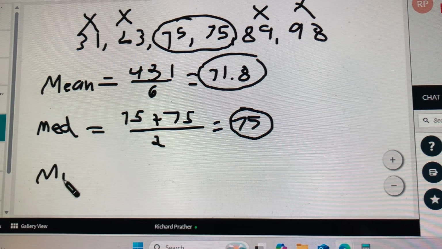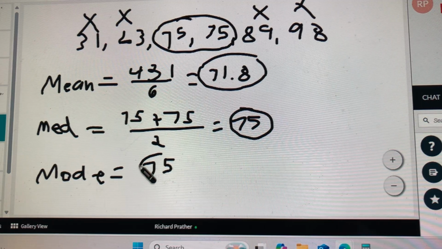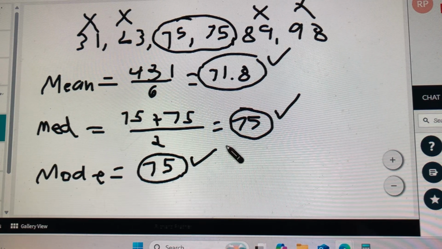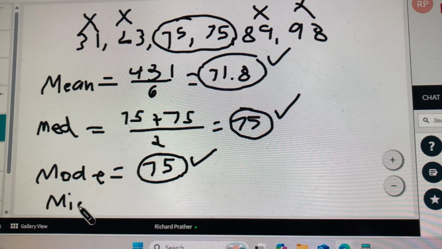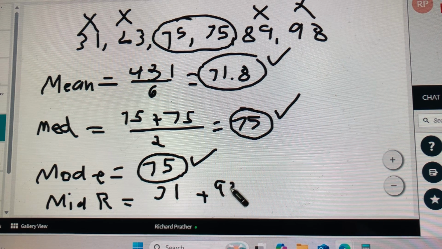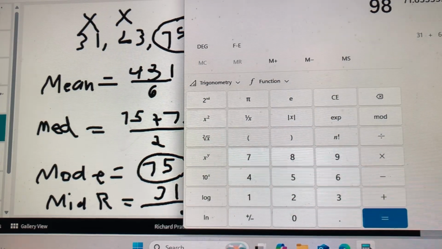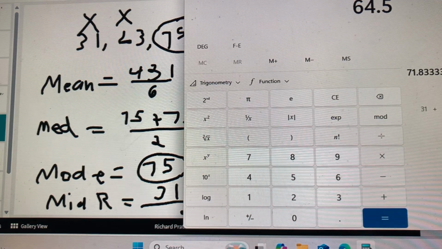And then the mode is 75 also because 75 is the only number that repeats. If there's only 1 repeat, that's definitely the mode. And see what I said earlier, how sometimes all these answers are the same. Now 2 of these were the same, but the other one's pretty close. And they're not asking for the mid-range now, but I know they asked for it later, so let me just do that one. Mid-range, you would take the lowest number, 31, plus the highest number, 98, and you average them, divide by 2. It's the same thing you do for the median when there's 2 numbers in the middle. So 31 plus 98, and then divide by 2 is 64.5.